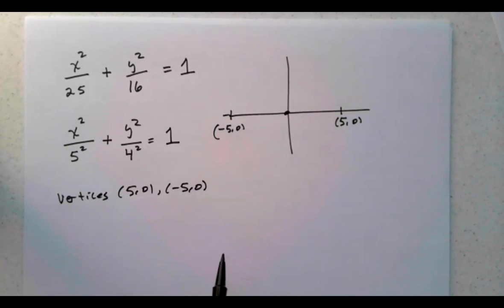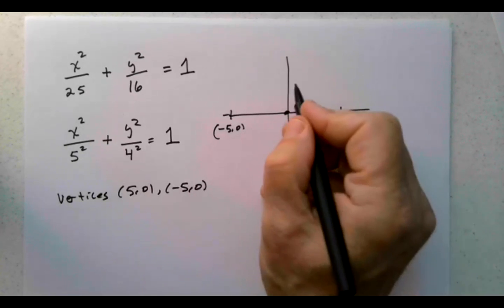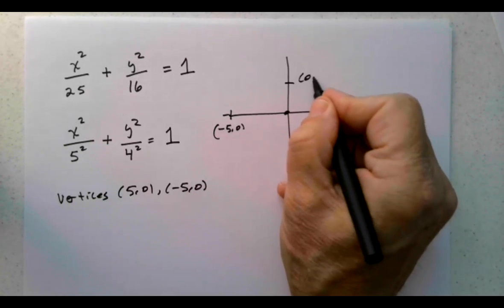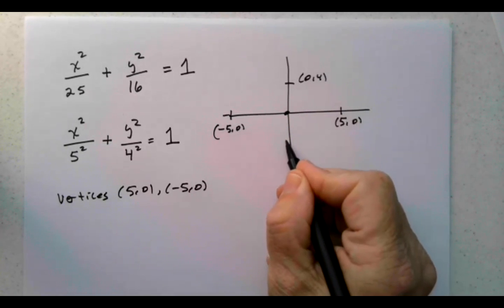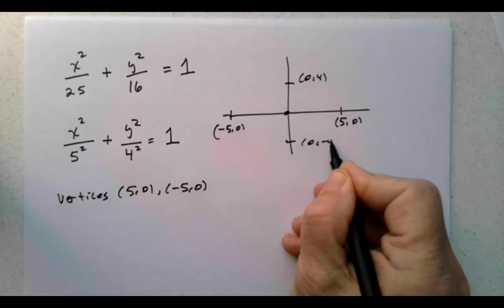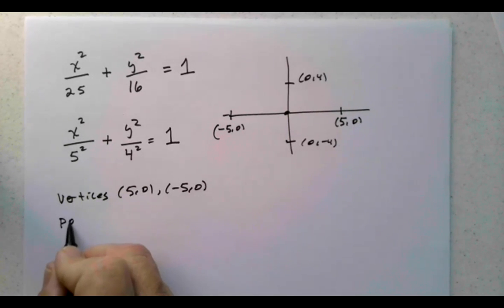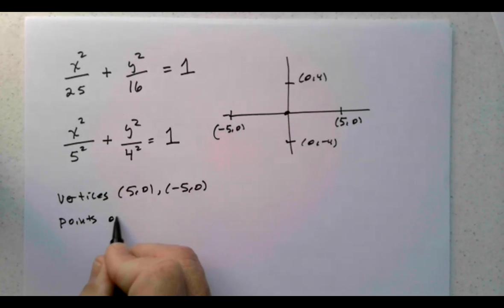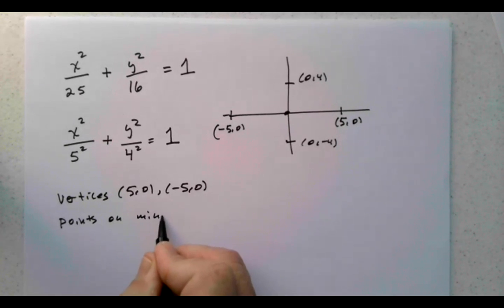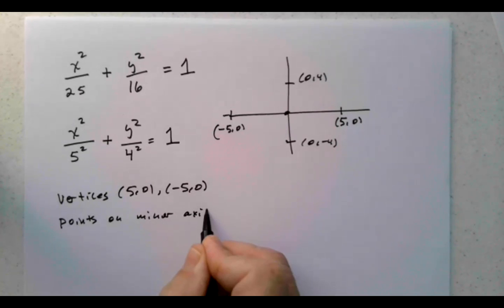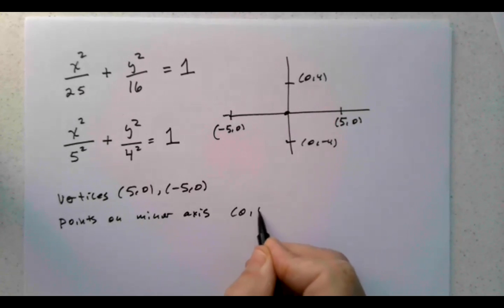And how about the points on the minor axis? We go up 4 and down 4. Up 4 would take us to 0, 4, and down 4 would take us to 0, negative 4. So the points on the minor axis are 0, 4 and 0, negative 4.